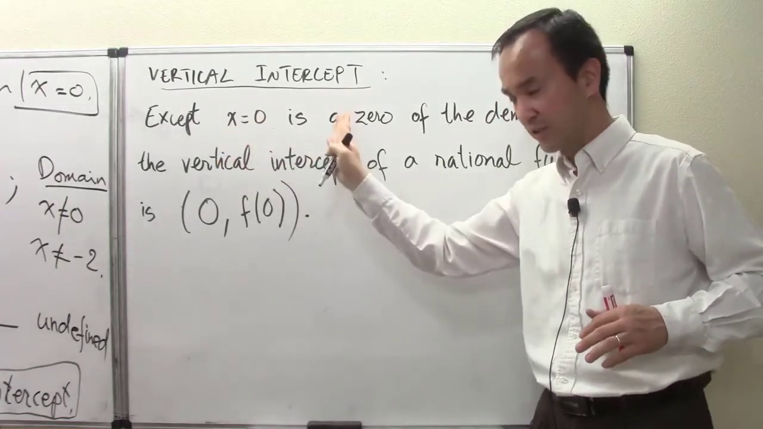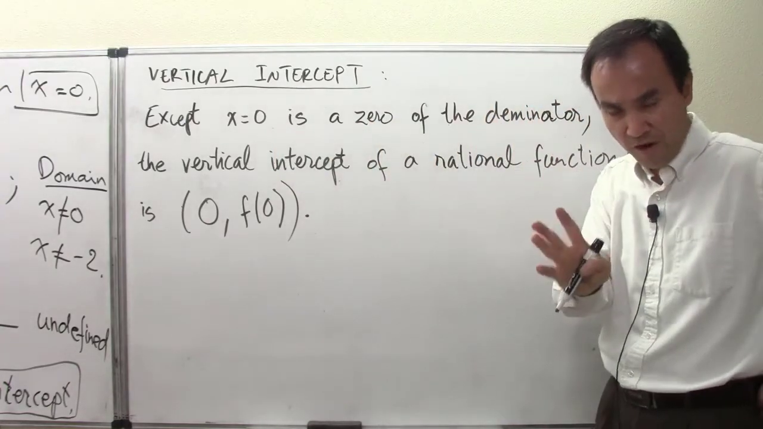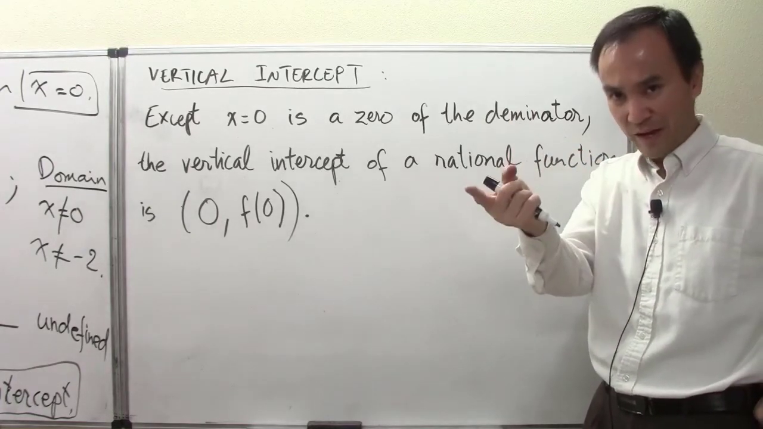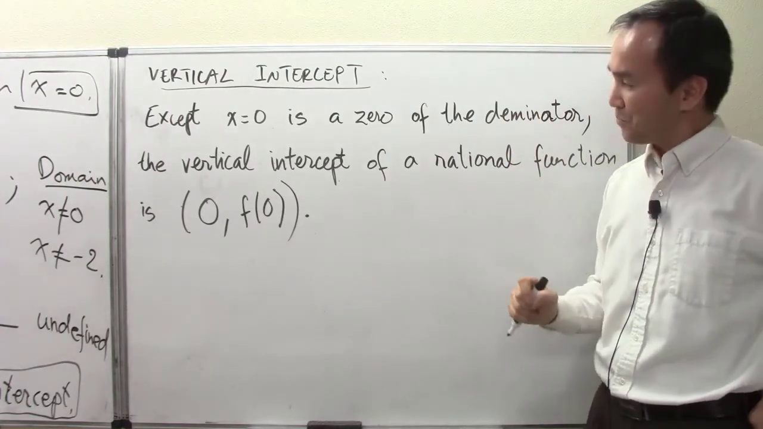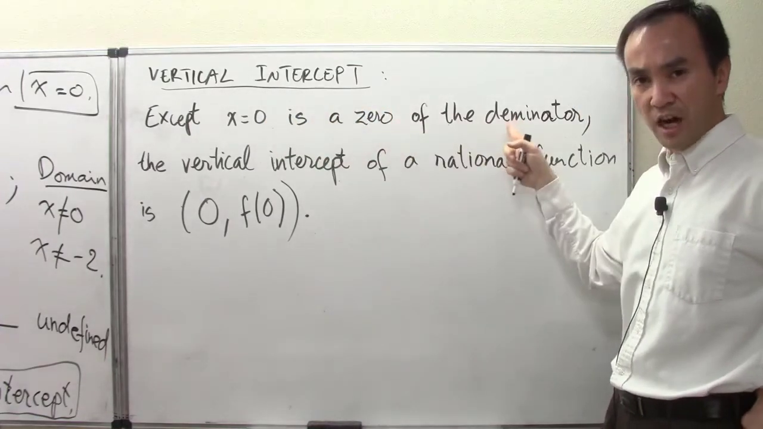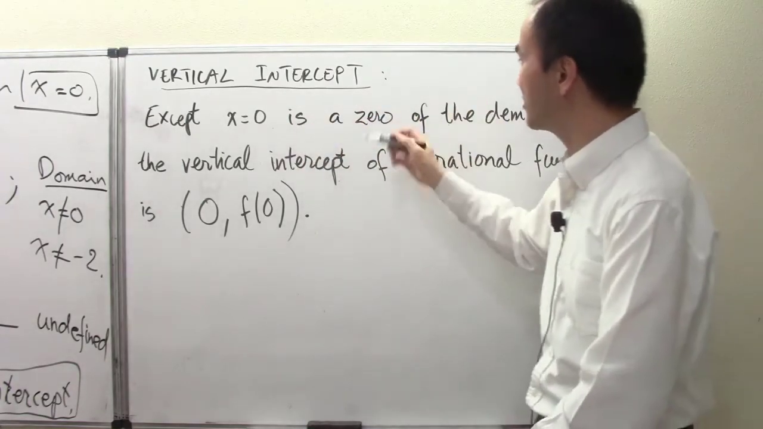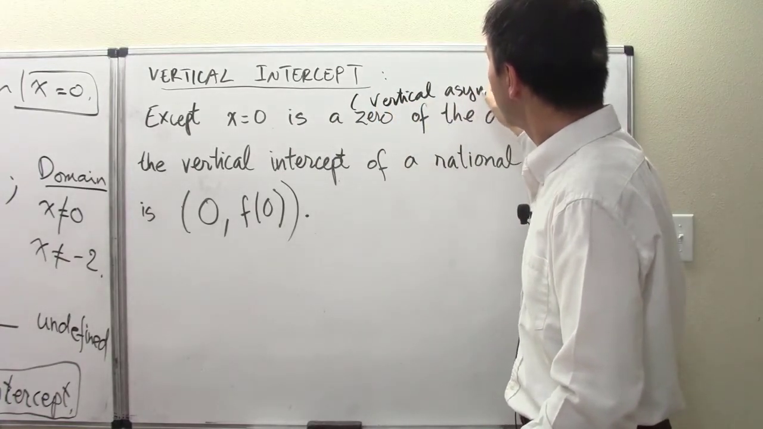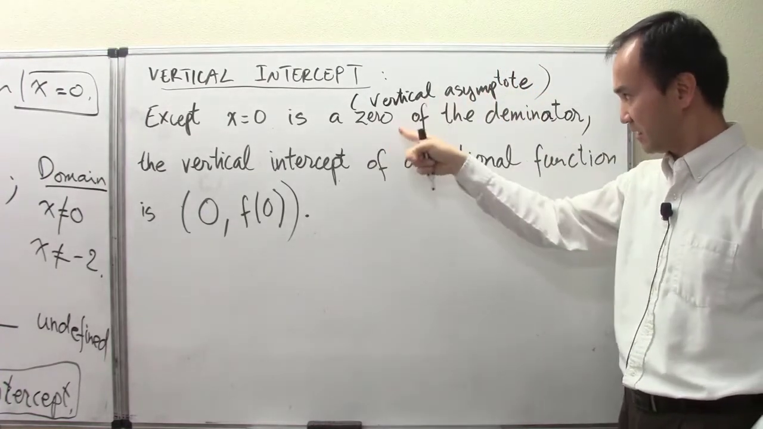So other than that case right there, except x equals 0 is a 0 in the denominator, because a rational function is all about a polynomial over a polynomial. So 0 is the value, again, that review from our polynomial, where it causes our polynomial to equal 0. But so now except x equals 0 is a 0 of the denominator. Or you can also say except x equals 0 is a vertical asymptote. That's another way of saying it, just an extra note for us. But formally speaking, it's a 0 of the denominator.